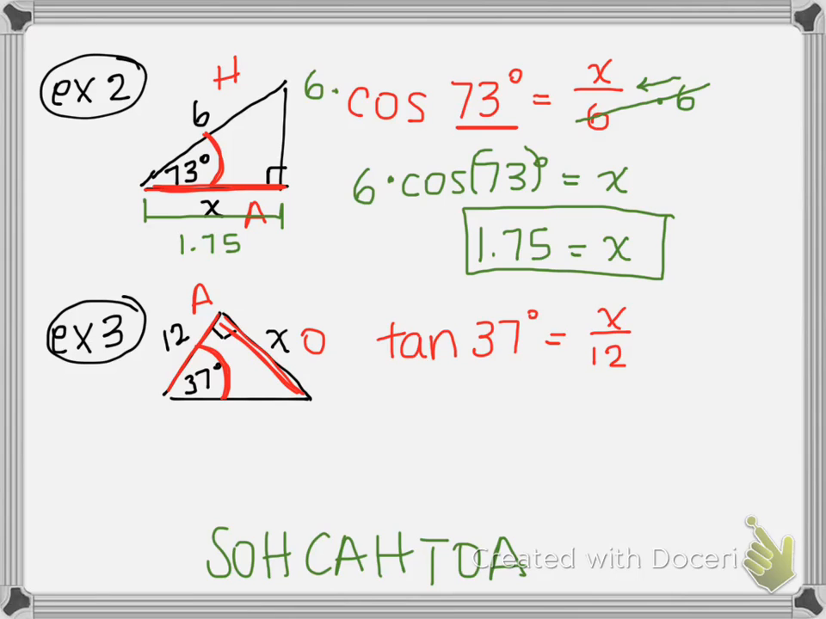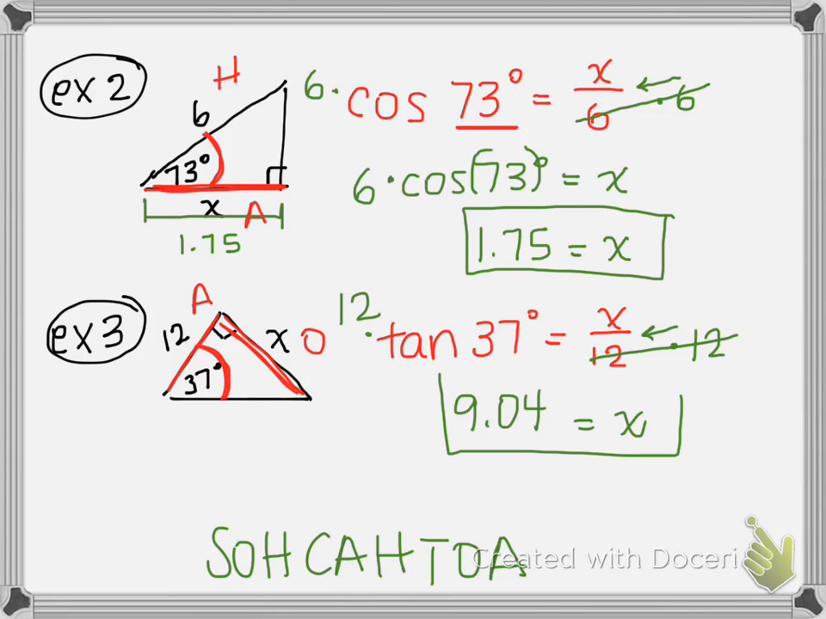So let's look at this. Well, we're dividing by 12, so the opposite of dividing by 12 is multiply by 12 on both sides. So that cancels out, and when we put that into our calculators, we'll get x equals 9.04. And what that means is that this side right here is 9.04 units long. So if you're dealing with feet or inches or meters or whatever, that's what that means.